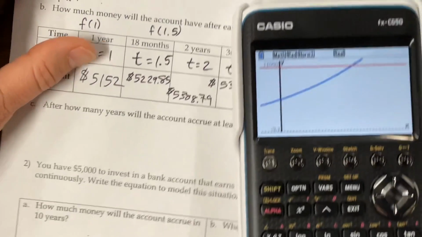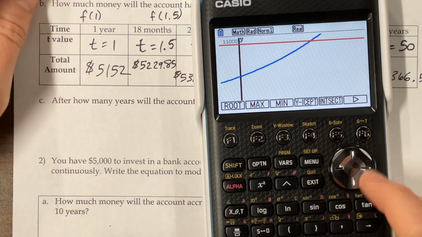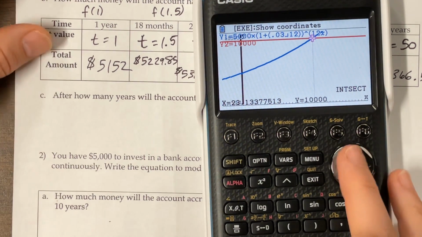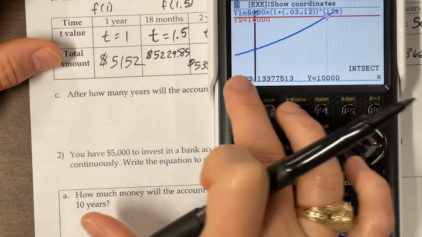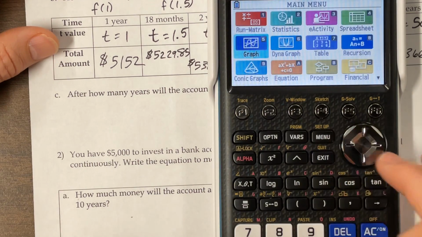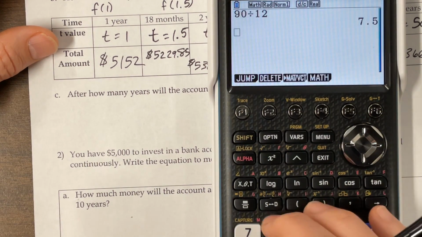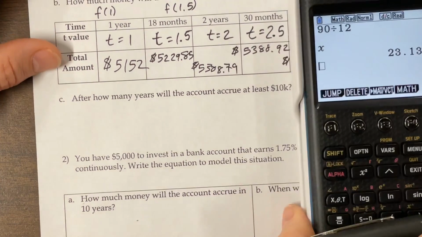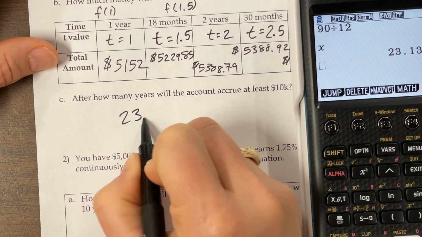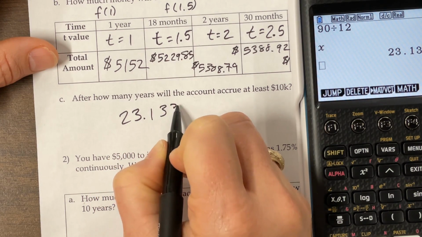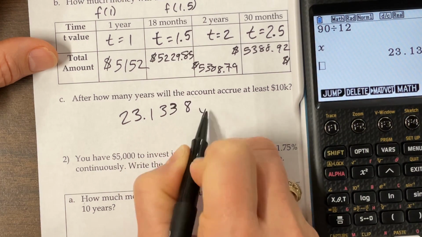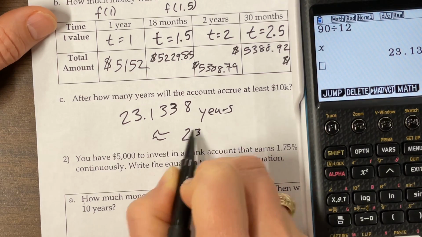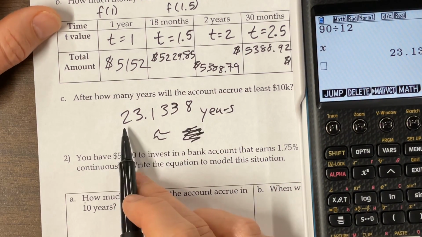Oh, look. Okay, my goal was to be able to see where those two graphs crossed, so G-solve intersect. And here we go. What does that say? Sometimes I can't read all this, so what I have to do is go menu and come back here, and if I tell it X and then enter, it will show me that number, and now I can read it a little better right there. Okay, so after how many years? 23.1338 years.